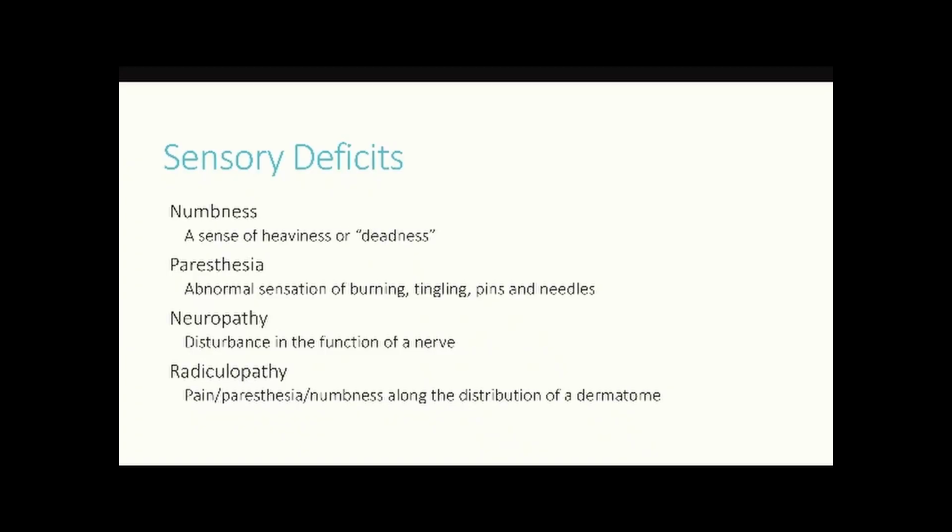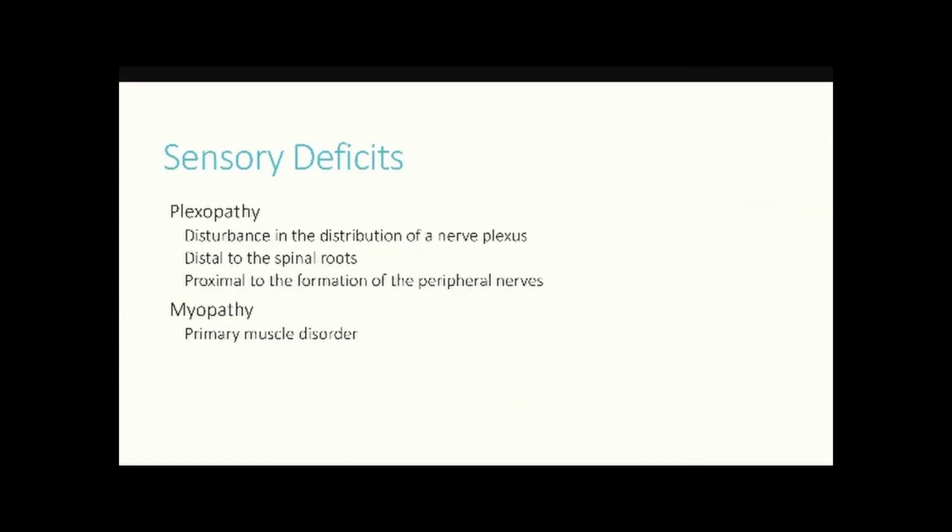Neuropathy is disturbance in the function of that nerve. Peripheral neuropathy is dysfunction of your peripheral nerves. Radiculopathy is that referred pain along the dermatome. So I said like sciatic pain. Sciatic pain is going to follow the distribution, I think it's S1, all the way down wherever S1 goes, and that's the pathway that their pain may be in. So that's why the dermatomes are important. Plexopathy is disturbance in the distribution of a nerve plexus. Myopathy is a muscle disorder. So just again, some definitions as we start going through all this.